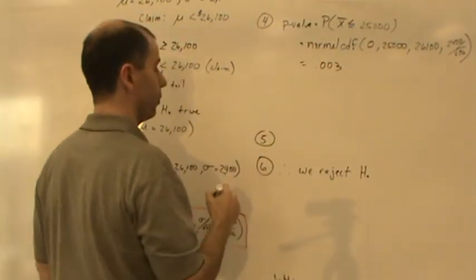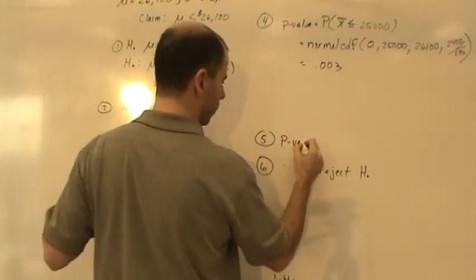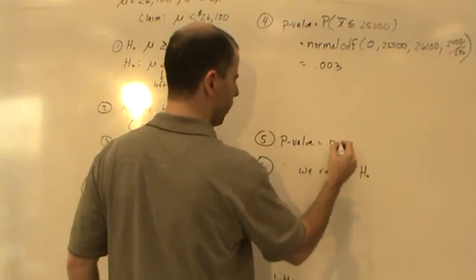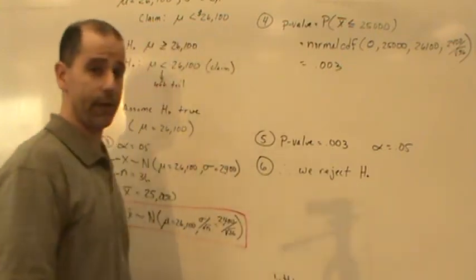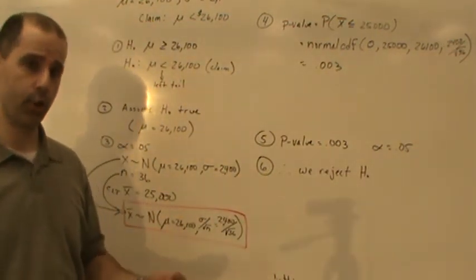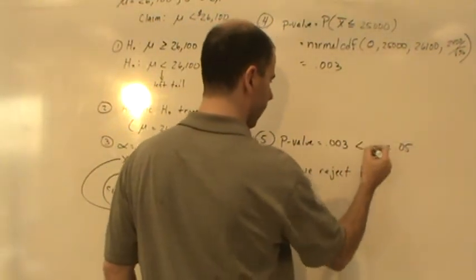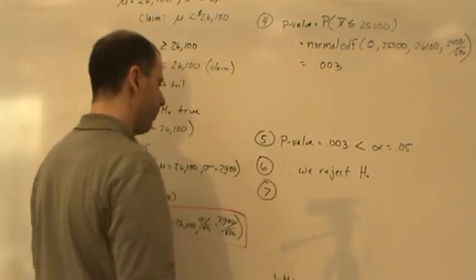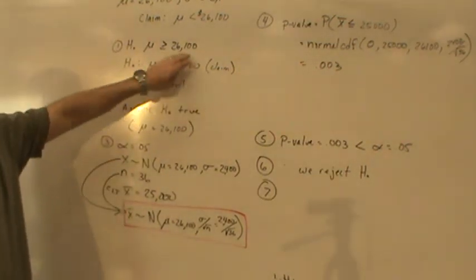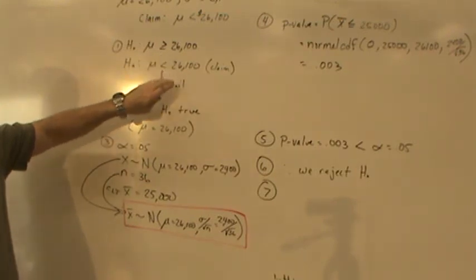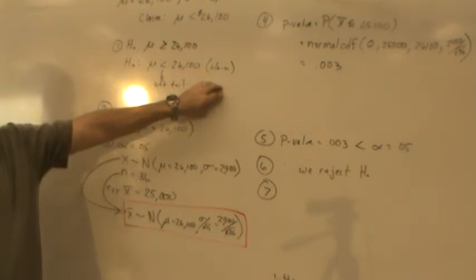And then now we're done, because all we have to do is compare it to alpha, right? So p-value, which is equal to 0.003, alpha, which is equal to 0.05, is p-value less than alpha? Yes. Do we reject the null? Yes. The same result, right? So now the conclusion, we go back to the claim. What's the claim? The claim is the alternative. If we reject the null, that means that there's evidence to support the alternative. So in this case, there is evidence to support the claim.